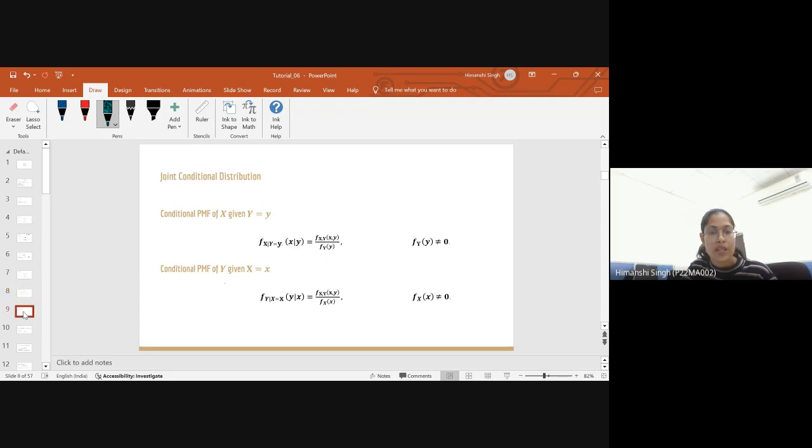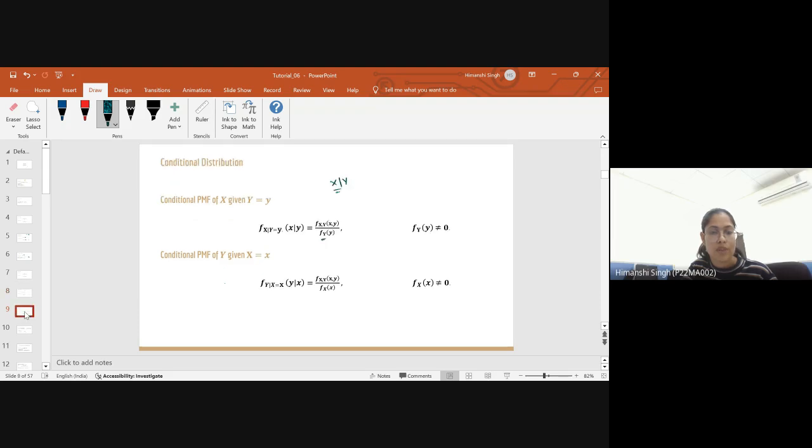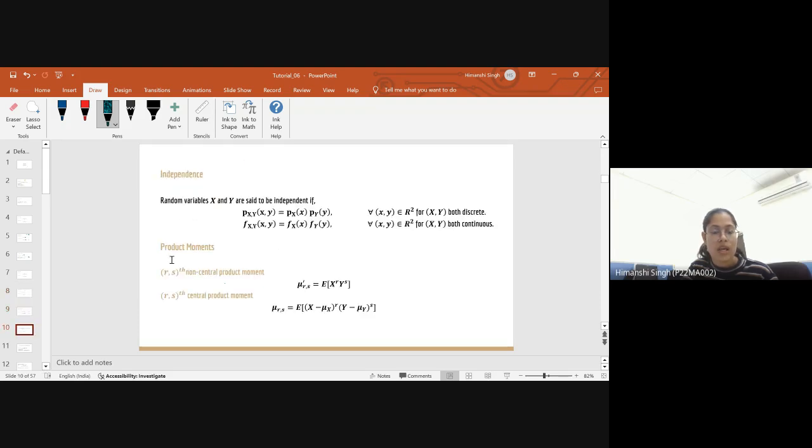This is the conditional PMF only. Now apart from this, we have the concept of independence. Two random variables are said to be independent if the joint PMF, when the random variables are discrete, or the joint density, when they are continuous, can be written as a product of the individual PMFs or the individual densities. Then we will say that both random variables are independent.